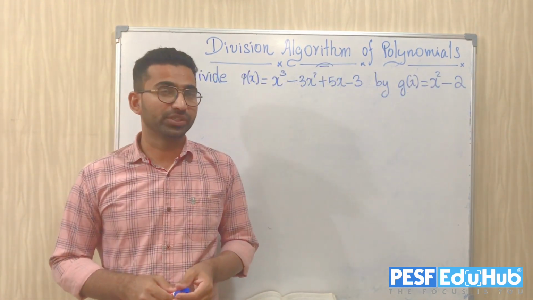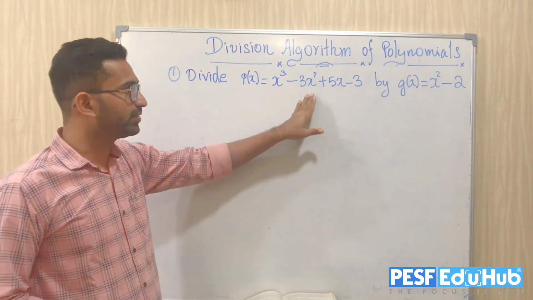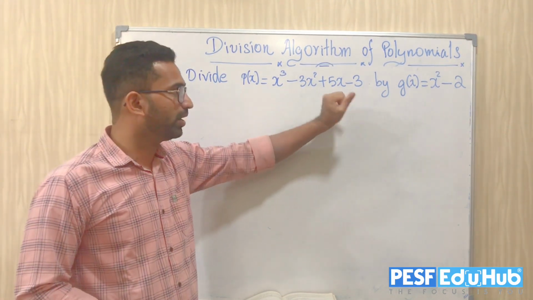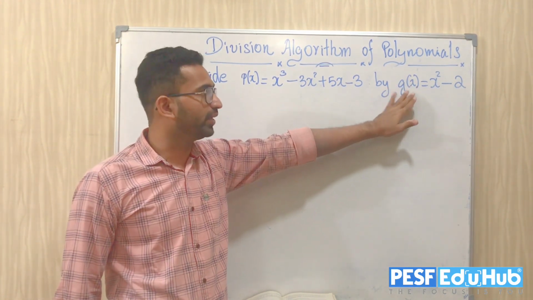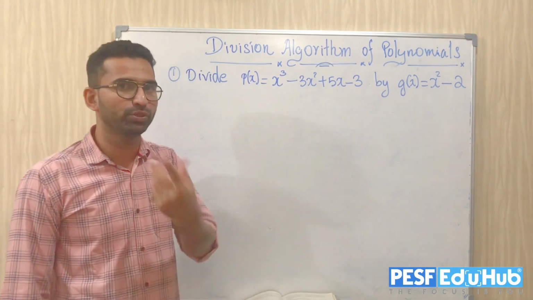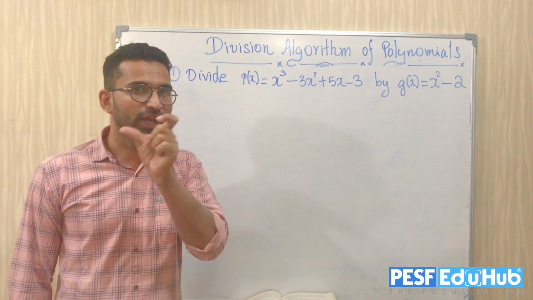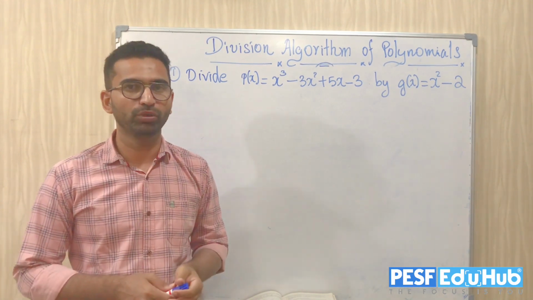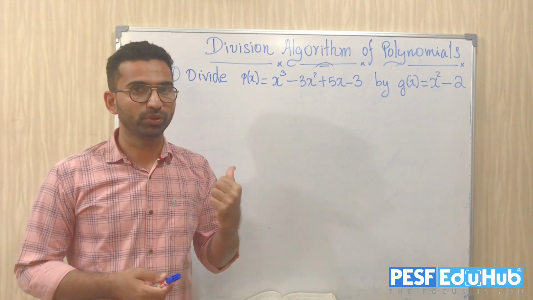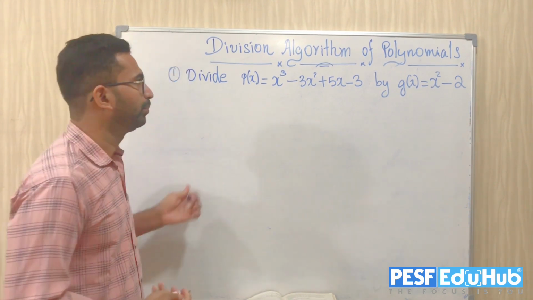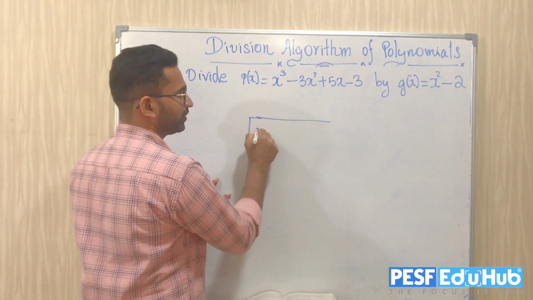Now look at the second question. You have to divide a polynomial p of x, x cube minus 3x square plus 5x minus 3, by another polynomial g of x equal to x square minus 2. You have to divide and find out the quotient polynomial and write the remainder polynomial. Let's begin, but at the same time I want all of you to try the problem along with me. So I'm writing what is p of x.